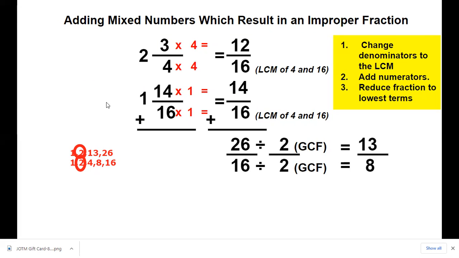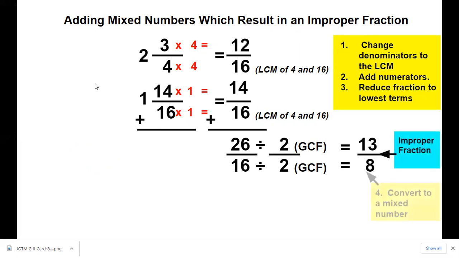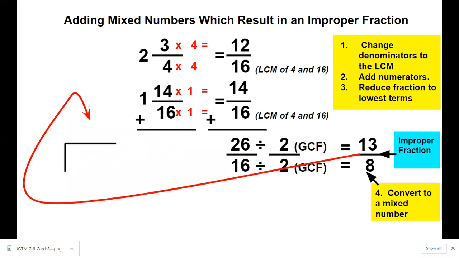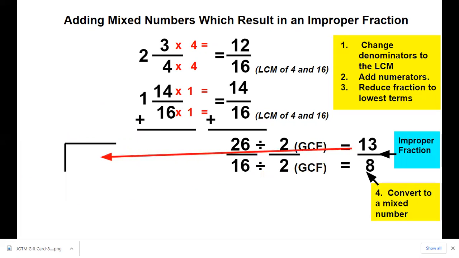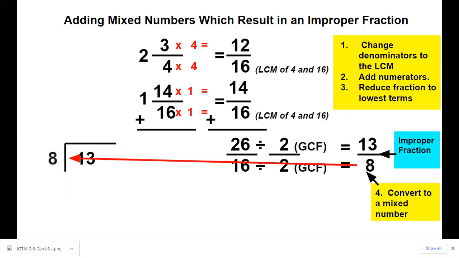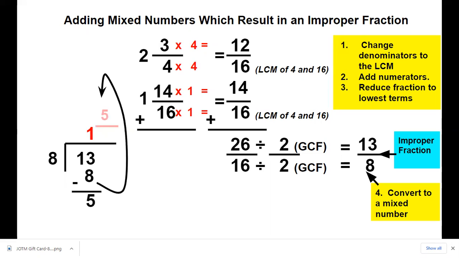Okay, we still have an improper fraction, so we're going to have to divide. So we set up our division to convert it to a mixed number. What goes on the inside? 13. What goes on the outside? 8. And now we divide. How many 8s go into 13? Well, just 1. 8 times 1 is 8. 13 minus 8 is 5. That 5 becomes the numerator of my fraction and the 8 stays the bottom number.